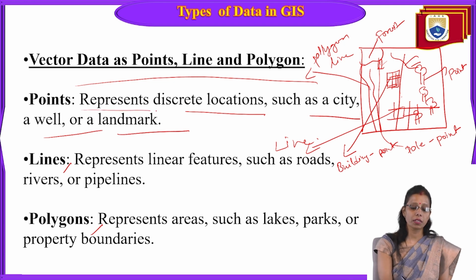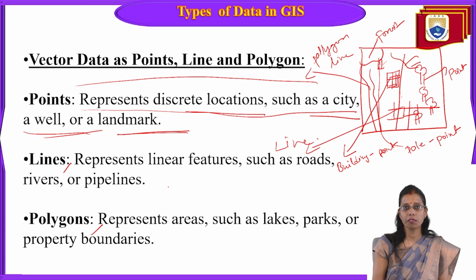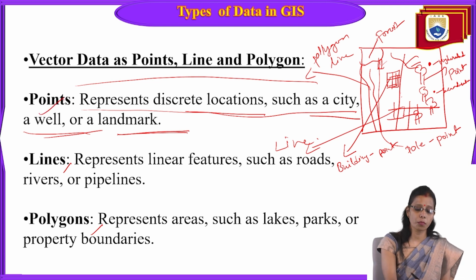So points represent the discrete locations such as city, well, landmark. If you want to just locate a city, if you have seen a map, a surveying map or a normal map also, if you want to mark a city, for example, let us say Hyderabad city, how do we mark it? We just put a point and we just write Hyderabad. Any locations or cities we have to mark, we just use points.